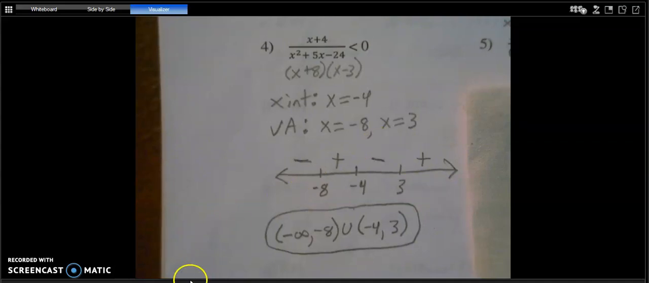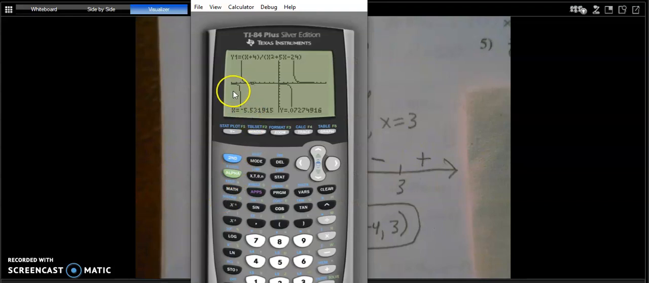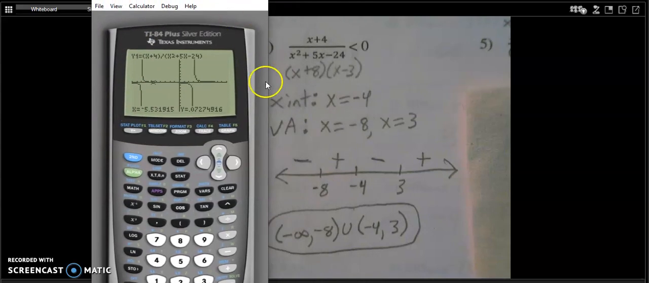Okay, so if I look at the graph again, we want to know what values for x give us negative answers. So it looks like we're below the x-axis to the left of negative 8. So that gives us negative answers. It looks like when you're to the right of negative 8 to negative 4, we're above the x-axis right here. And then we have our x-intercept.